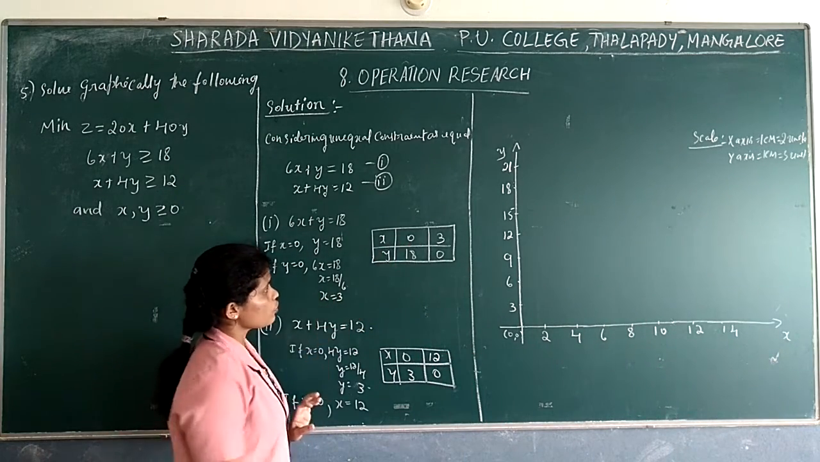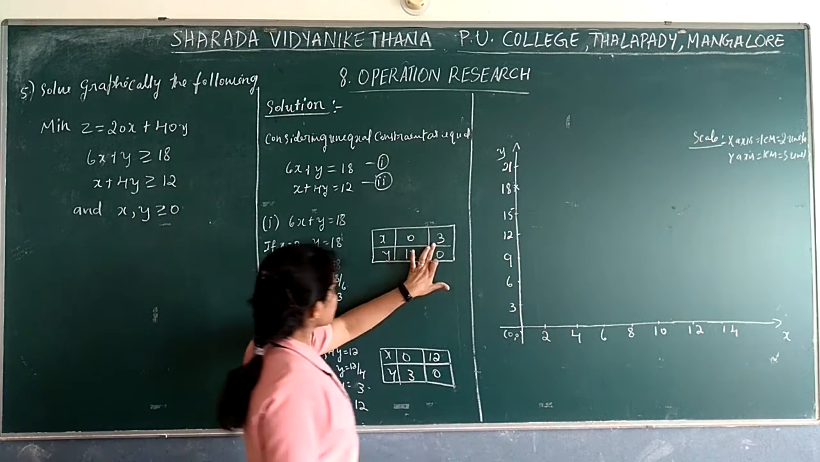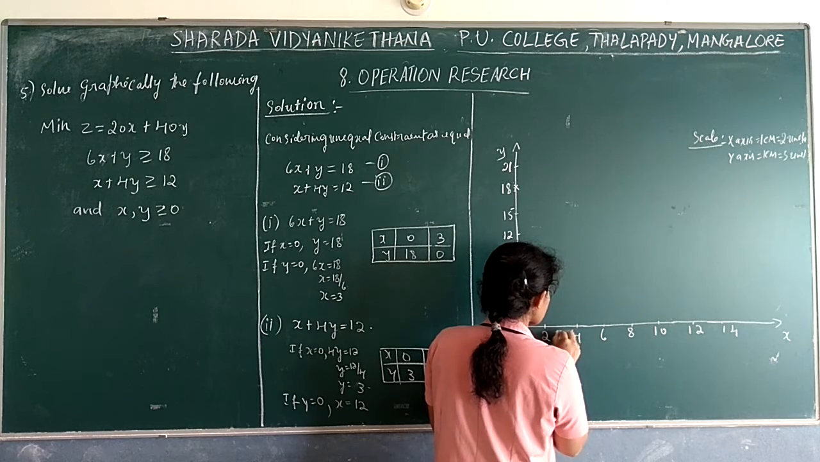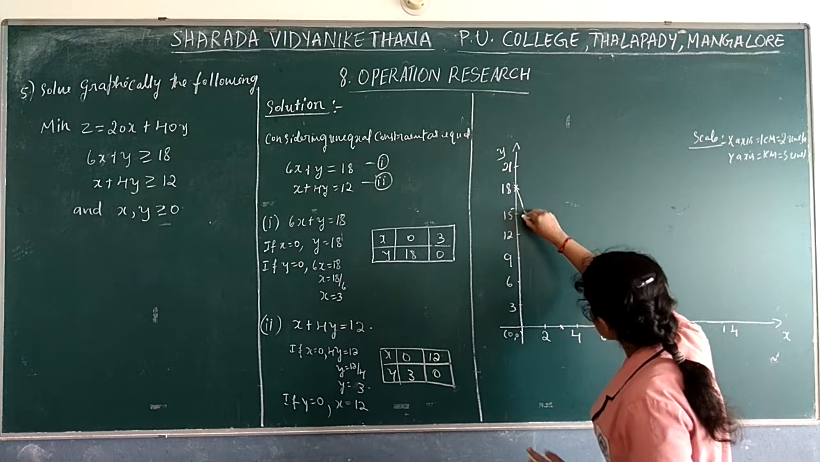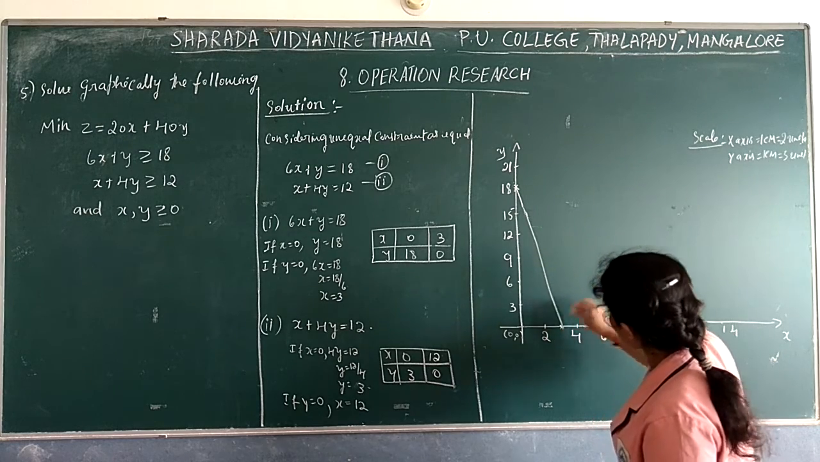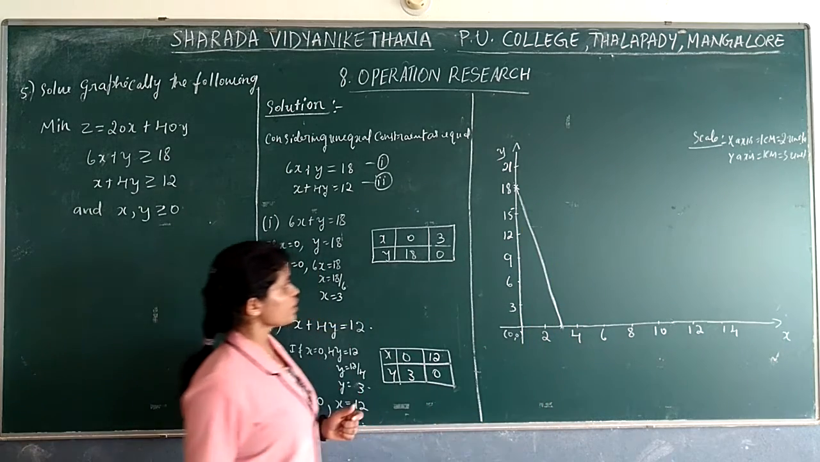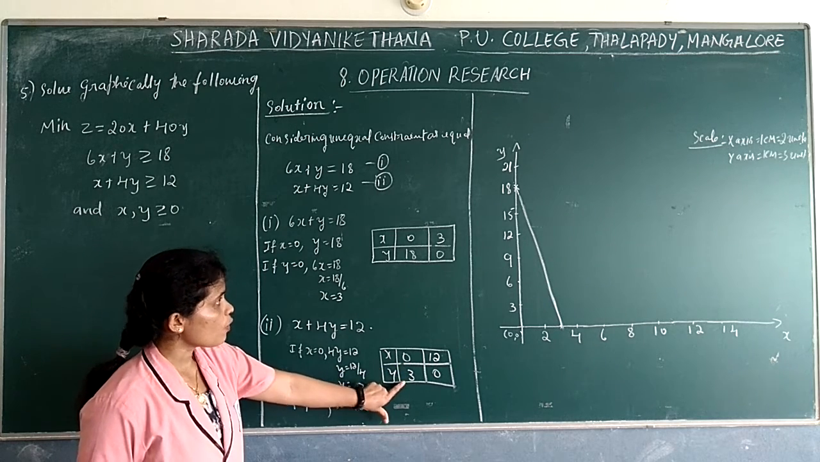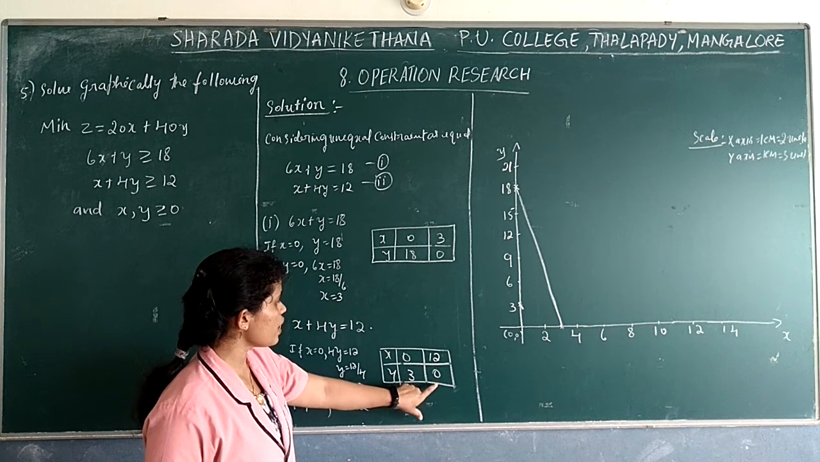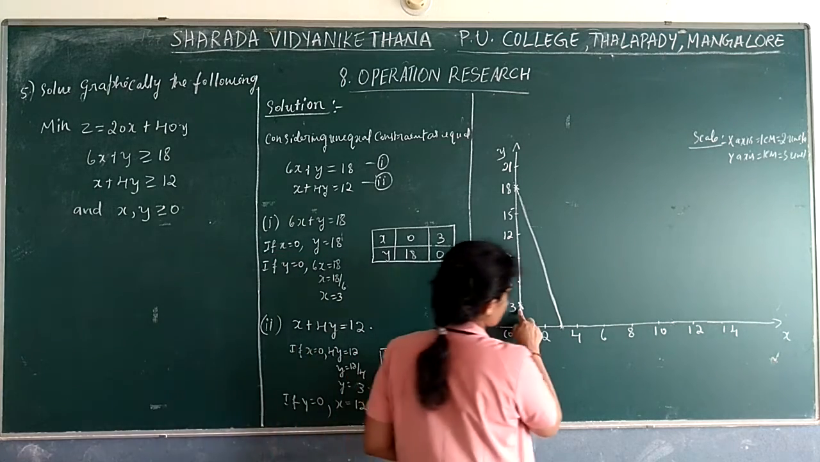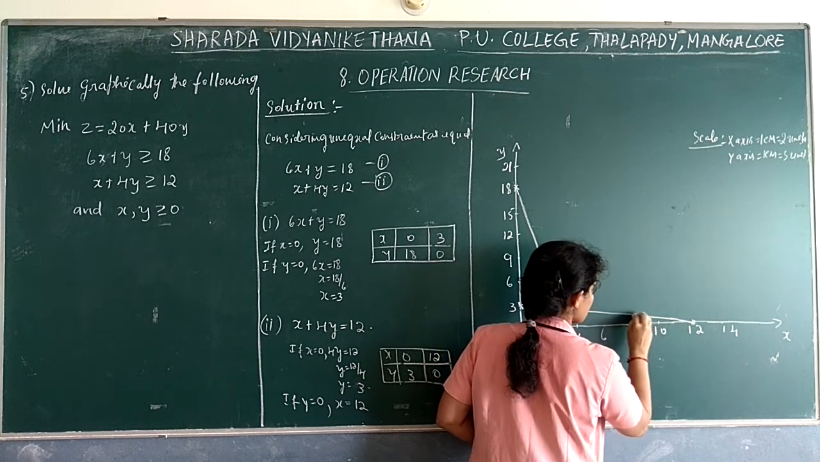From the first equation, what do we get? x is 0, y is 18. Then here x is 3, so we'll mark it here, that is 3. Now second equation, x is 0, y is 3, and here x is 12, y is 3. So we join 3 to 12. So we get it here like this.